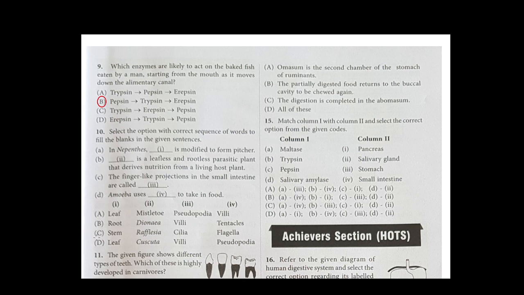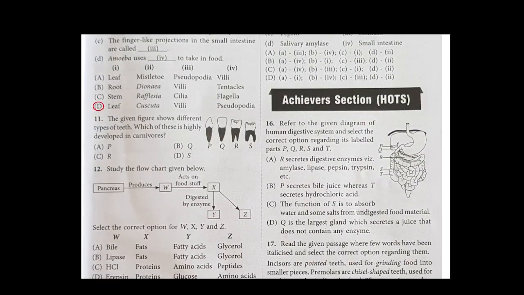So the correct option is D. Why? Because in Nepenthes the leaf is modified to form a pitcher, and Cuscuta is a leafless and rootless parasitic plant that derives nutrition from a living host plant. C, the finger-like projections in the small intestines are called villi, and we know that amoeba uses pseudopodia to take in the food.